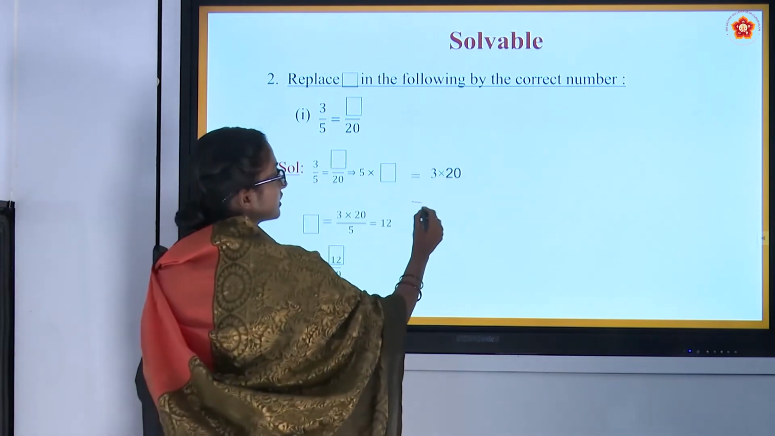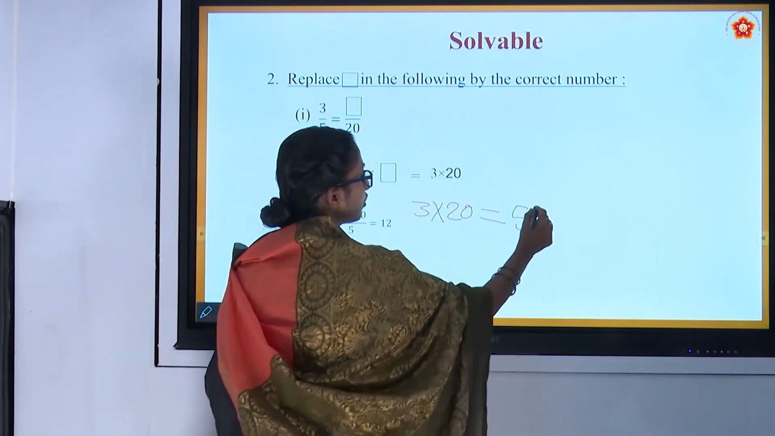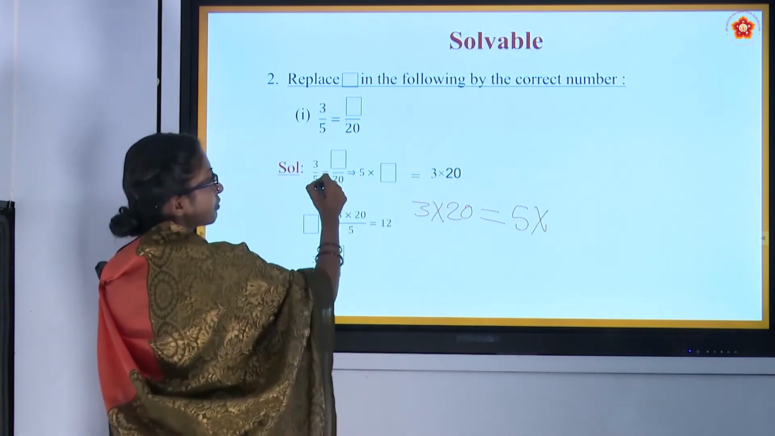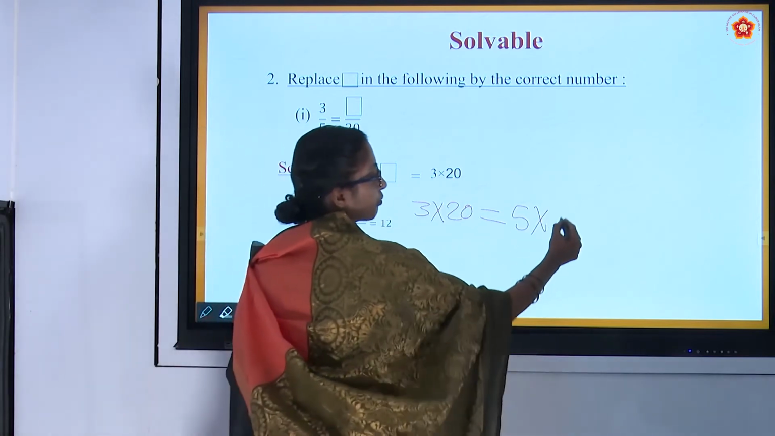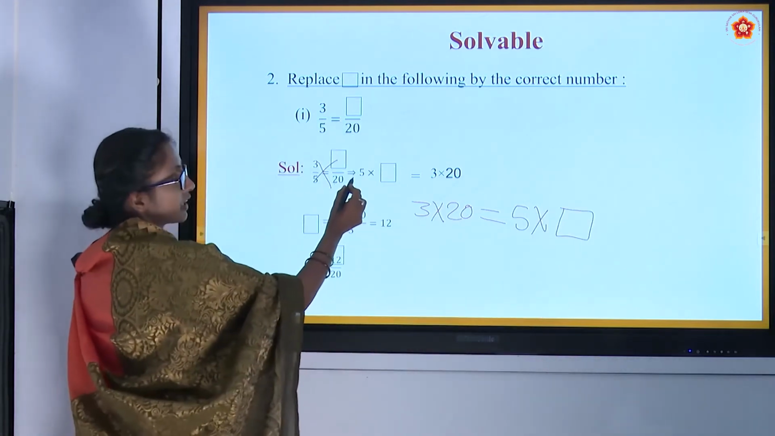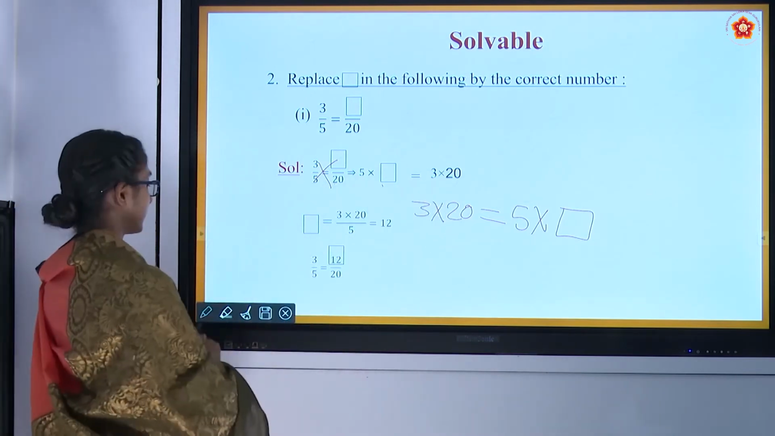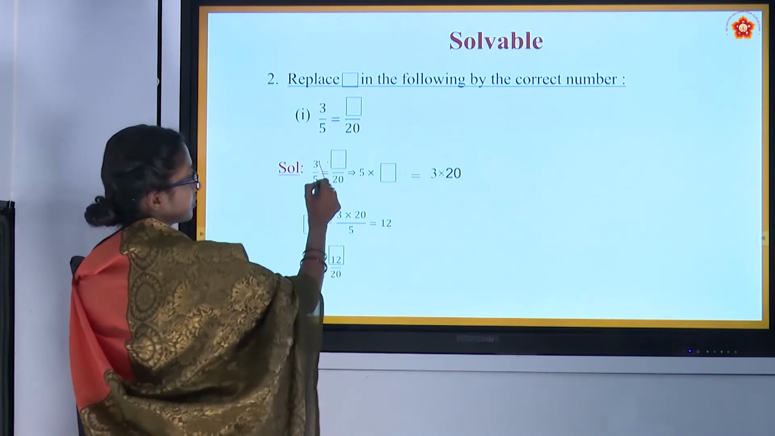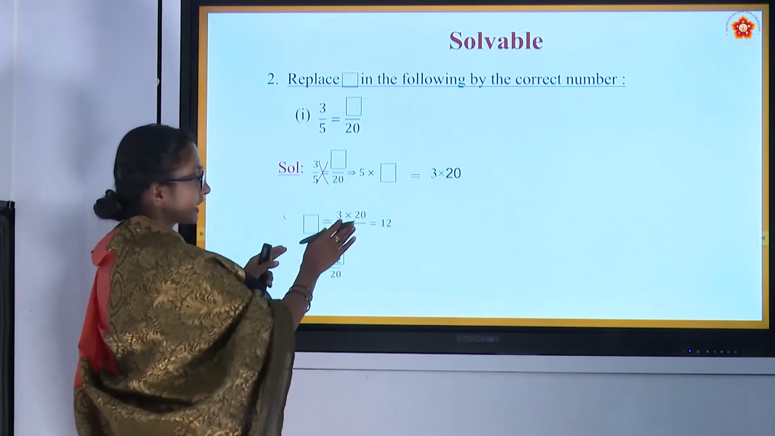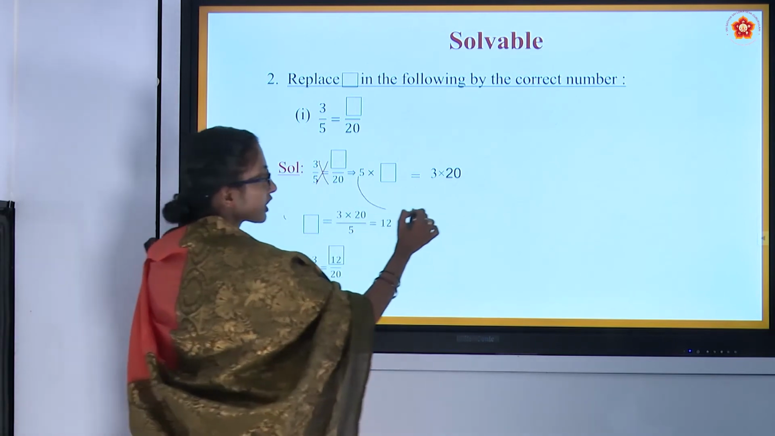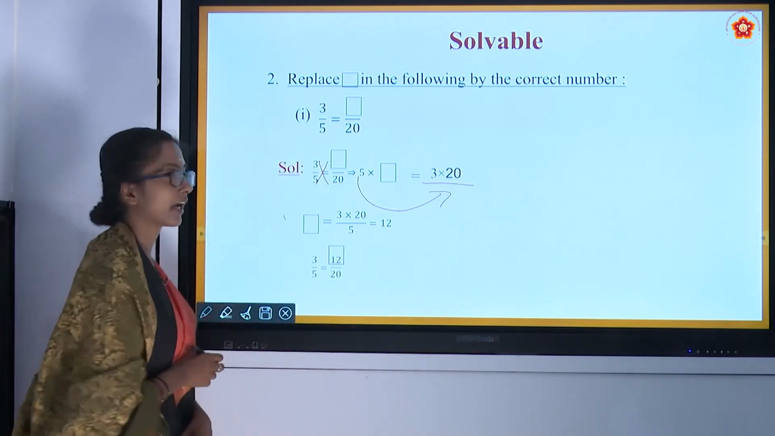Cross multiply. 3 into 20 is equal to 5 into box. Cross multiplication means 3 into 20 is equal to 5 into box. That is what they have written here. 5 into box is equal to 3 into 20. Fine. Next, we'll keep this box here itself, 3 into 20 as it is. This 5 will come to the denominator. 3 into 20 divided by 5.